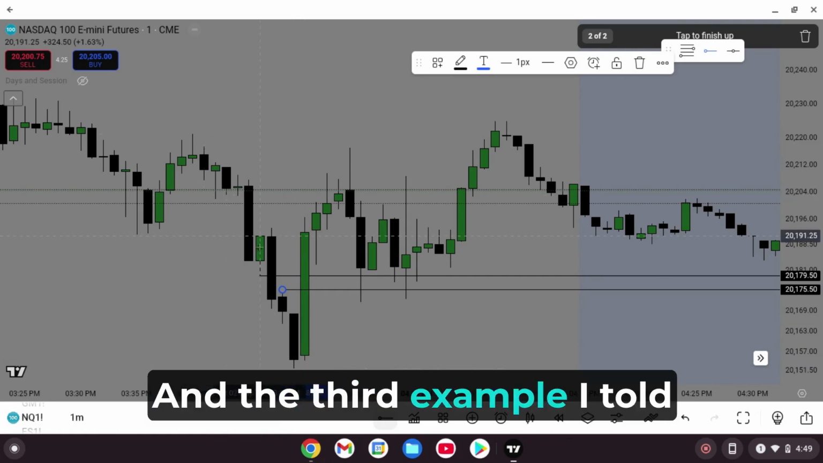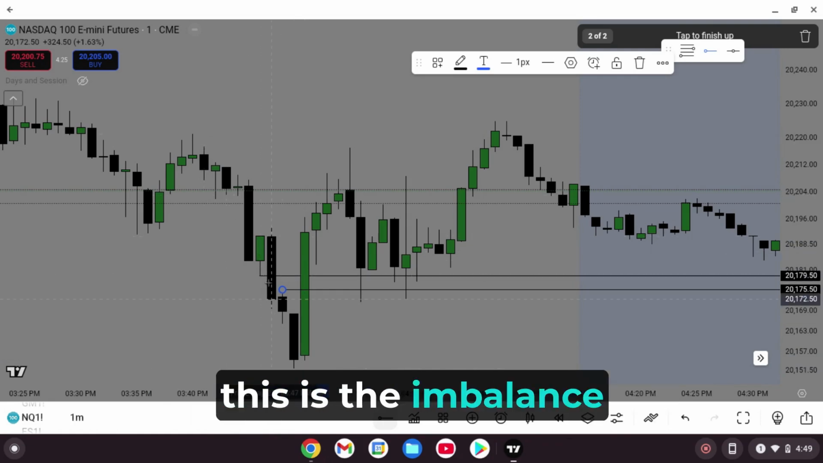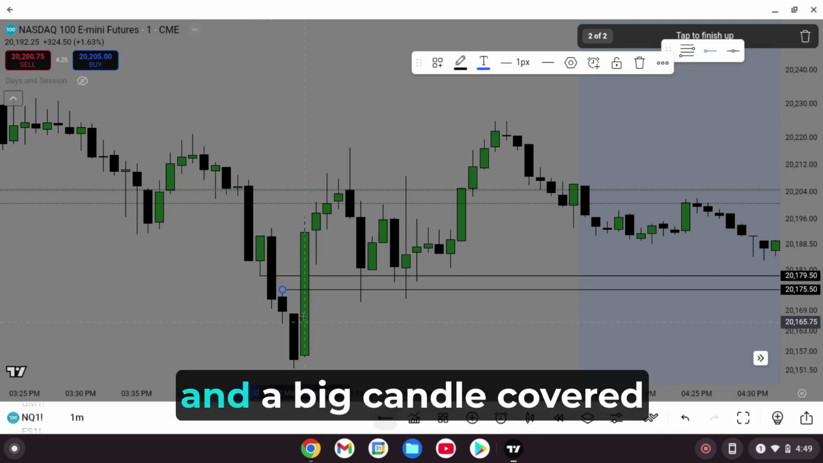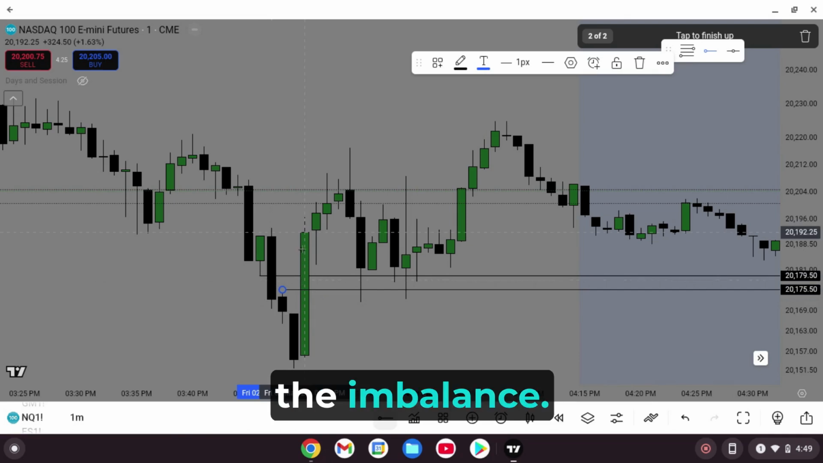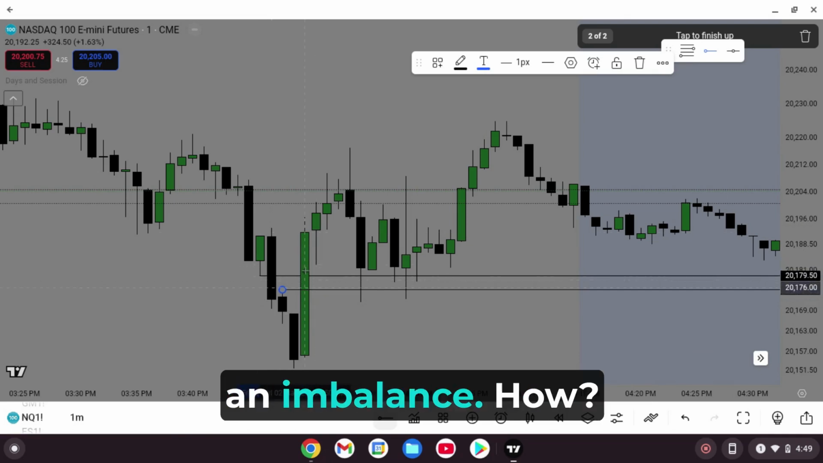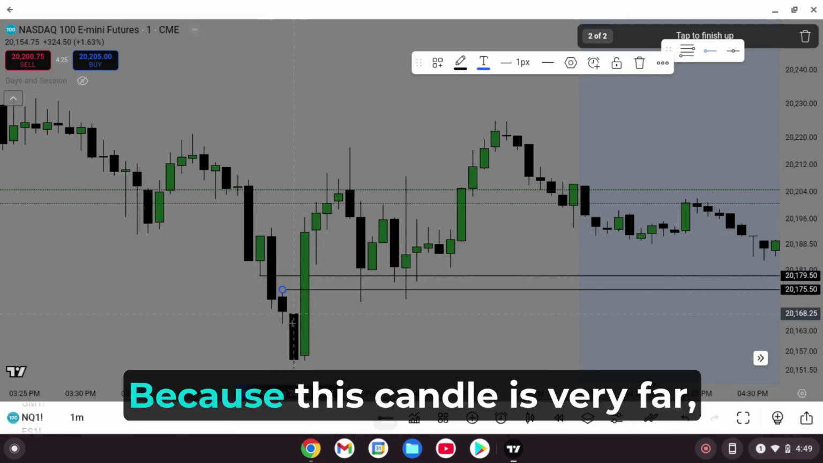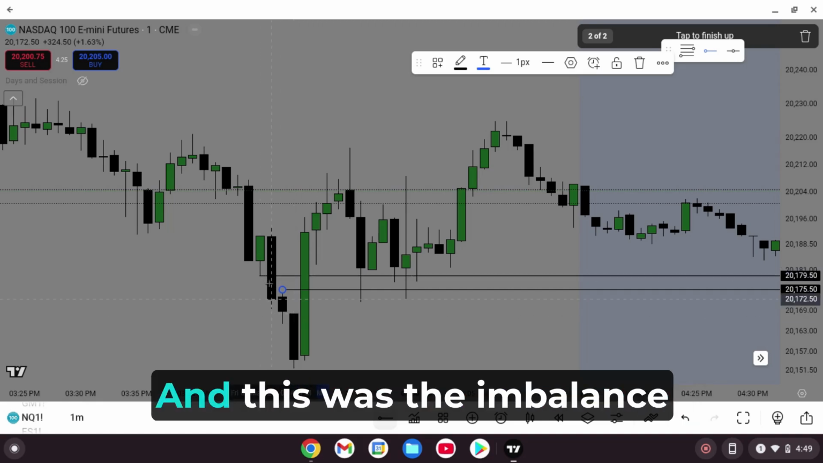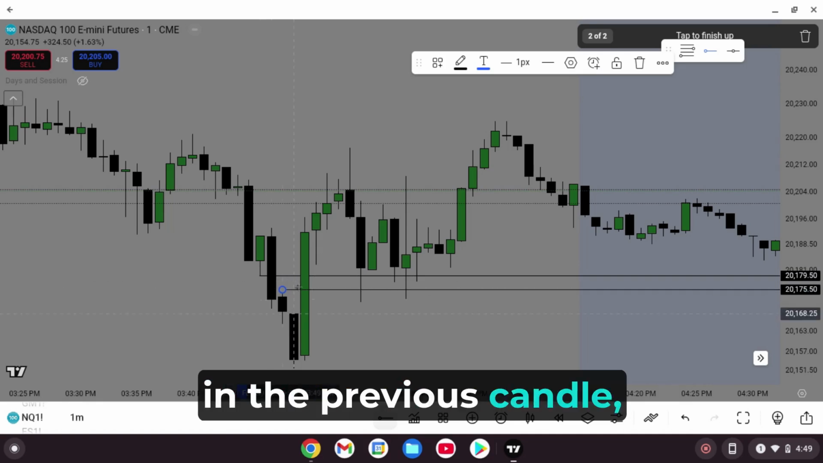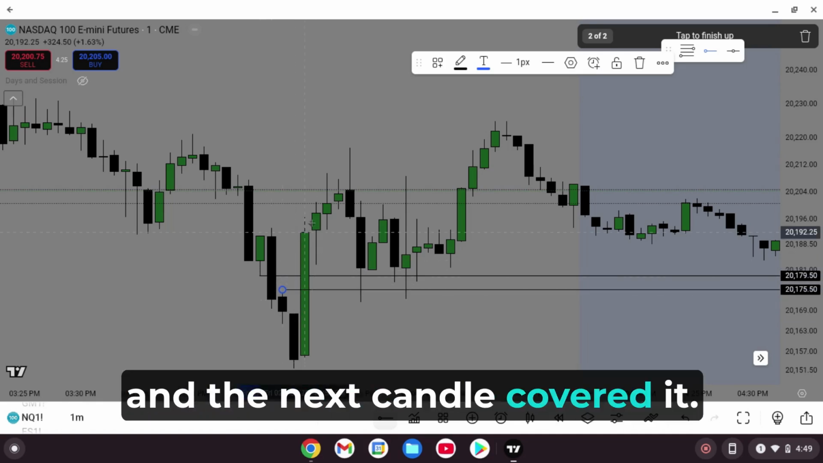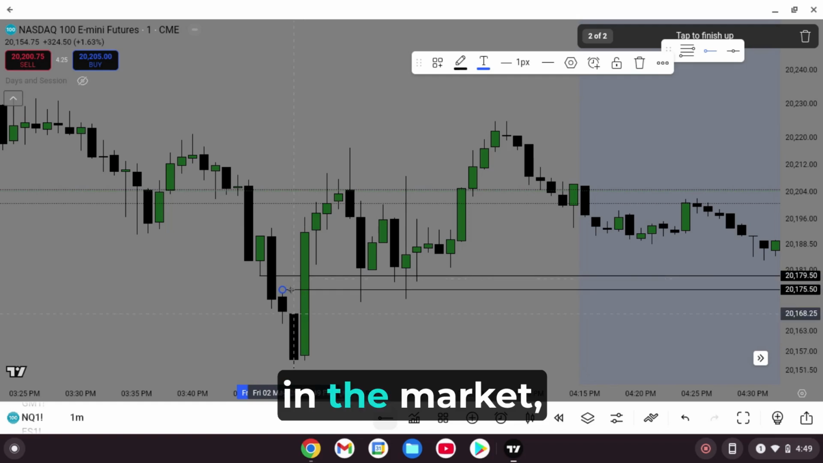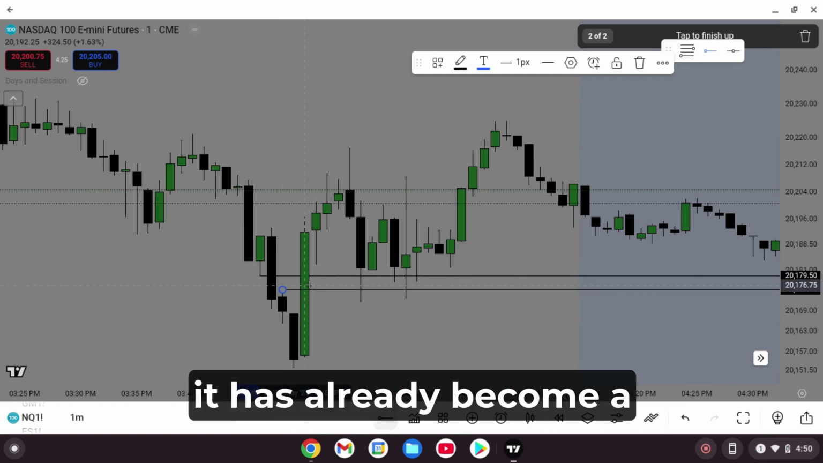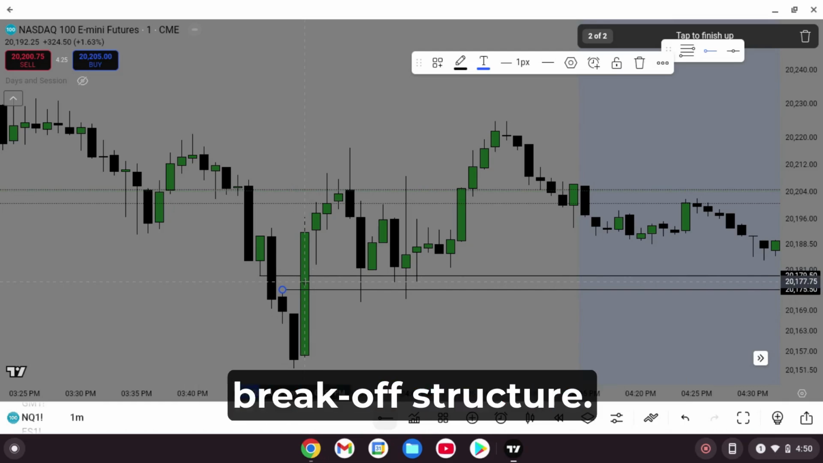And the third example I told you about is like this: this is the imbalance in the market here. Okay, and a big candle covered the imbalance. This candle also has an imbalance. How? Because this candle is very far, its wick is not up to the top. And this was the imbalance in the previous candle, the black one, and the next candle covered it. Whenever this happens in the market, when the imbalance covers the imbalance, it has already become a break of structure.